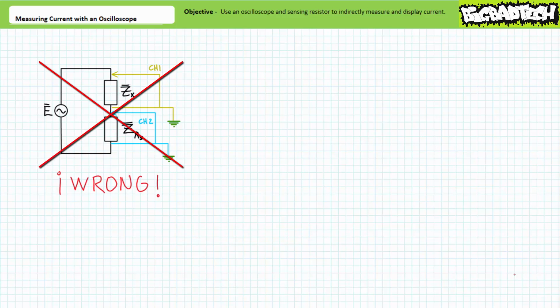This is the wrong way to measure voltage across two elements in a series circuit using an oscilloscope. I will tie you to a goat and throw you in a hole if I ever see you using an oscilloscope in this fashion.